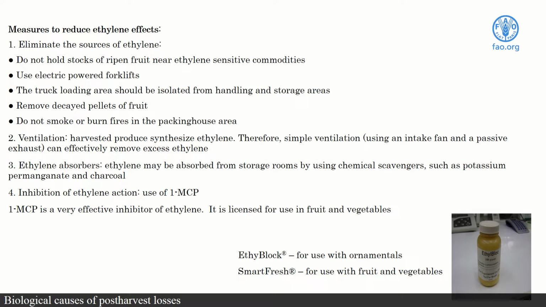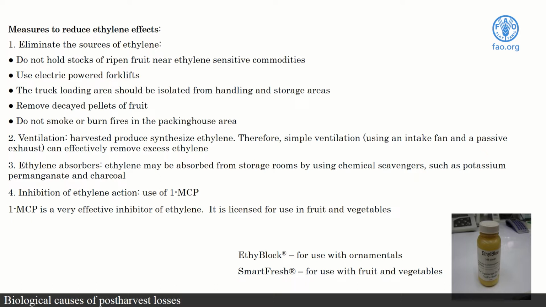Here are the measures to reduce the undesirable effects of ethylene. The first measure is eliminating the source of ethylene. For instance, we do not need to hold stocks of ripened fruit near ethylene sensitive commodities. We have to use electric powered forklifts. The truck loading area should be isolated from handling and storage areas. We need to remove decayed pellets of fruit, and we should not smoke or burn fires in the packing house area.